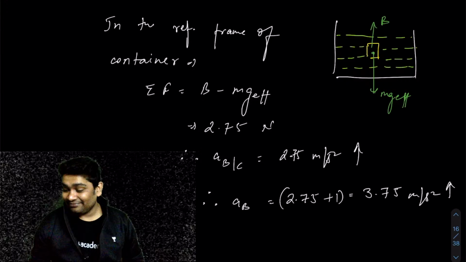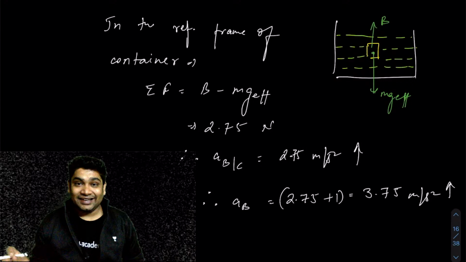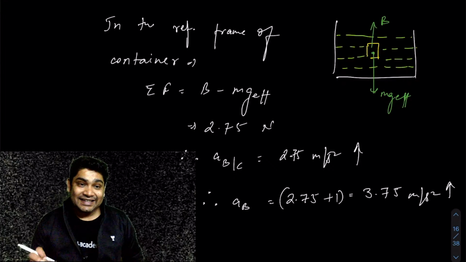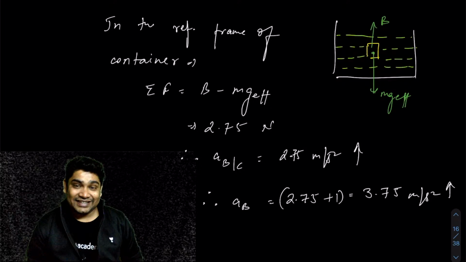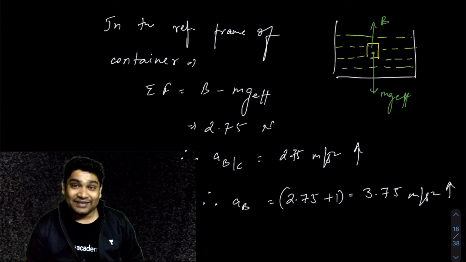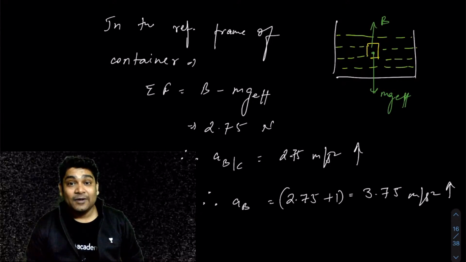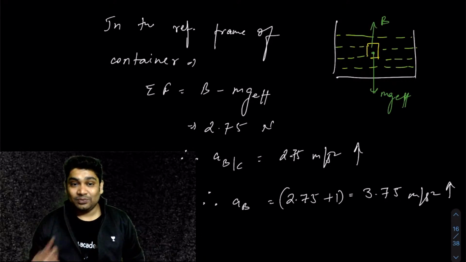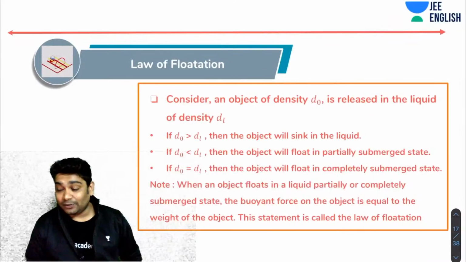Okay, the buoyant force will not be rho g V, where g is the acceleration due to gravity. No, that is not what the buoyant force is going to be. The buoyant force, in fact, is going to be rho V g effective. Okay, so be clear about that. That is very, very important.